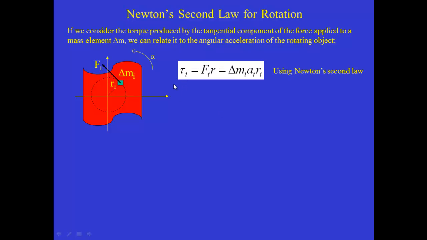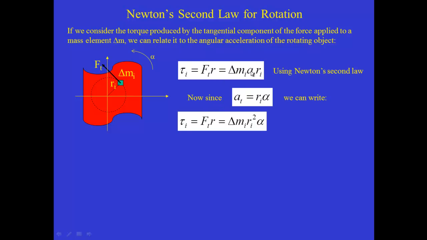So this gives us the torque on that one little piece of mass. Now we're going to substitute for this tangential acceleration, and there's a quantity alpha, which is the angular acceleration, and we've already studied how the tangential or linear acceleration is related to the angular acceleration through the distance to the axis. So this point, whose tangential acceleration is a sub t, is at a distance r sub i from the axis. So a is r alpha. When we make that substitution, we find that the torque on this mass element is delta m times r squared times alpha.